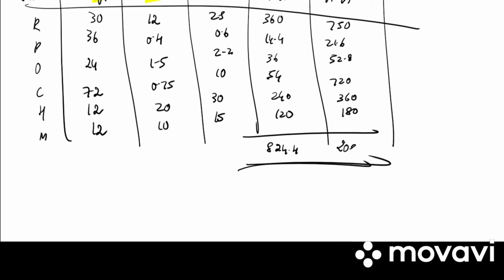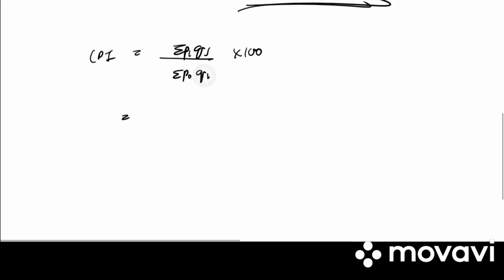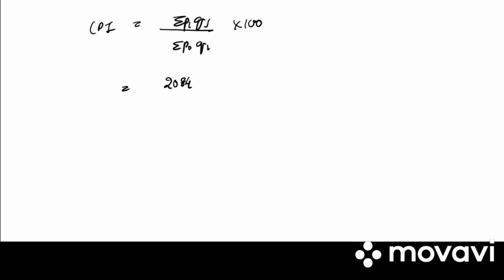824.4, 2084.4. So what is the formula? CPI is equal to summation P1 Q0 divided by summation P0 Q1 into 100. 2084.4 divided by 824.4 into 100, we get 252.84. Clear? We can be using any of the method, that is the weighted method or the aggregate expenditure method.